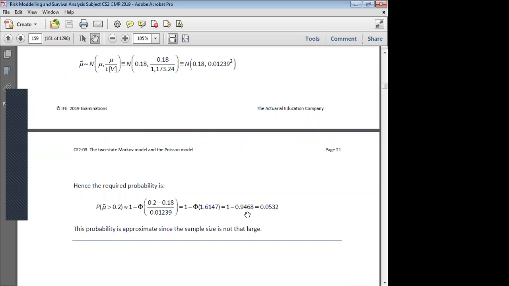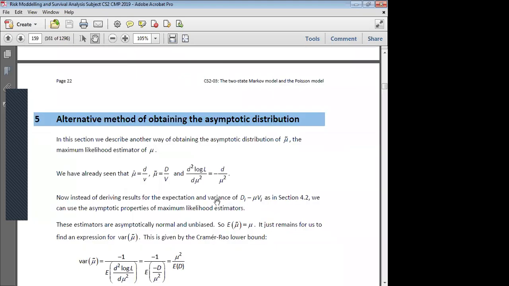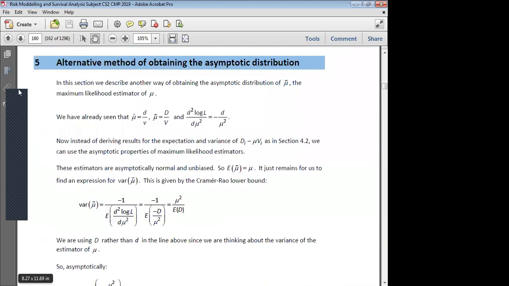So have you guys heard of the Cramer-Rao lower bound? I suppose it was there in CS1, but it wasn't specifically used a lot. So what I'm going to do now is discuss an alternative method of obtaining the distribution. I think it isn't relevant how you arrive at this. If you have a look at page number 23 in your table booklets, you will see a formula for the Cramer-Rao lower bound, which is just minus 1 over the expectation.